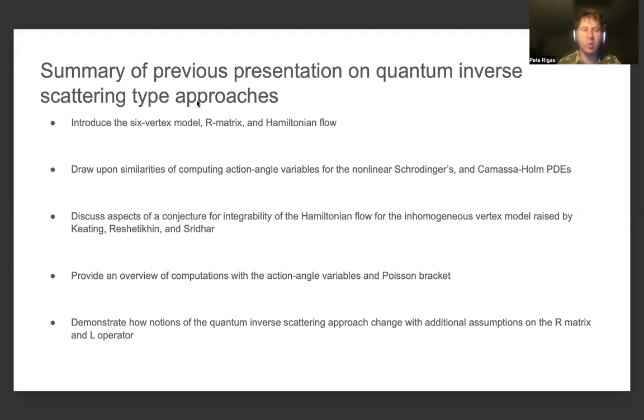So all of these previous bullet points and objects that we defined for the quantum inverse scattering approach are related to the fact that we can demonstrate how notions of the quantum inverse scattering approach change with additional assumptions on the R matrix and the L operator. In one case, we don't look at a universal two-dimensional R matrix. We just look at a different type of R matrix, which poses different constraints or different conclusions that we can glean from the quantum inverse scattering approach, as well as the fact that the L operator can be written in terms of different types of basis functions.